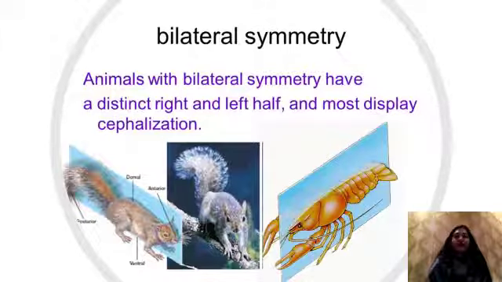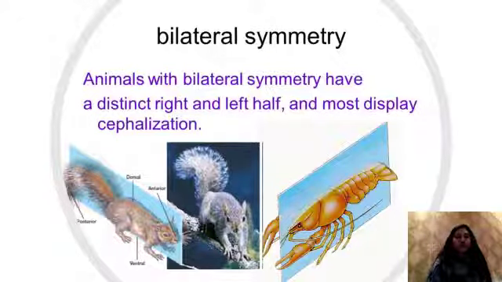Now we are seeing bilateral symmetry. Animals with bilateral symmetry have a distinct right and left half. That means whenever we divide an organism from the center such that the right half is similar to the left half, or the two halves are identical to each other, then they are known as bilaterally symmetrical.